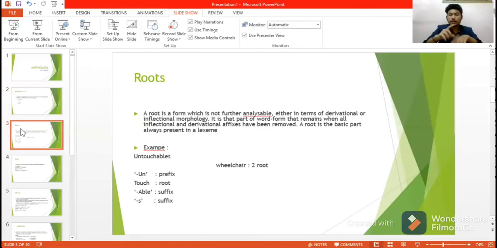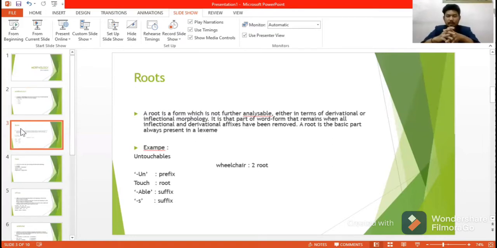First one is roots. A root is a form which is not further analyzable, either in terms of derivational or inflectional morphology. It is the part of a word form that remains when all inflectional and derivational affixes have been removed. A root is the basic part always present in a lexeme.